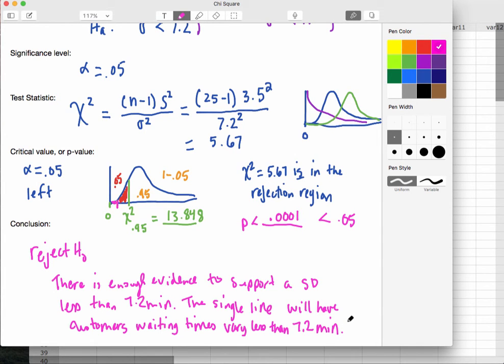So in my next video, we'll look at the same example, but this time we will do a confidence interval for the standard deviation instead of a hypothesis test.